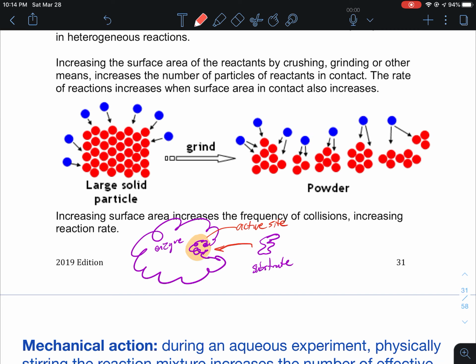The rate determining step of a biochemical reaction is simply getting your chemical inside of the enzyme. And then once it's in the enzyme, the chemical reaction happens very, very quickly.